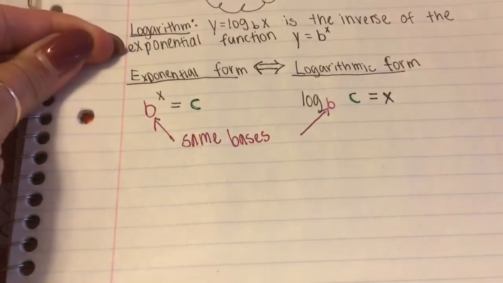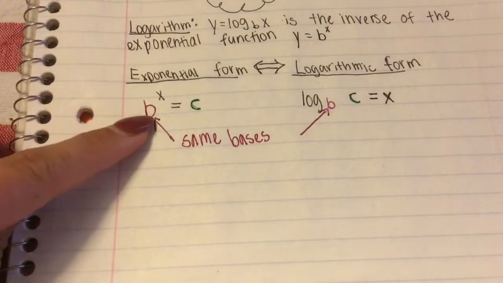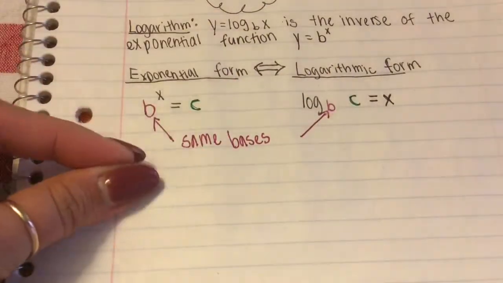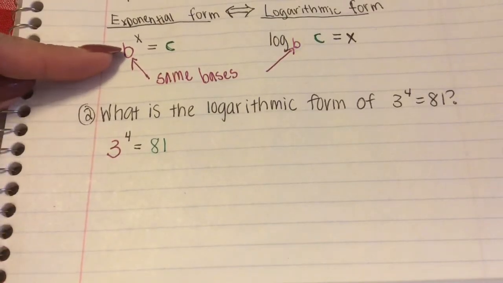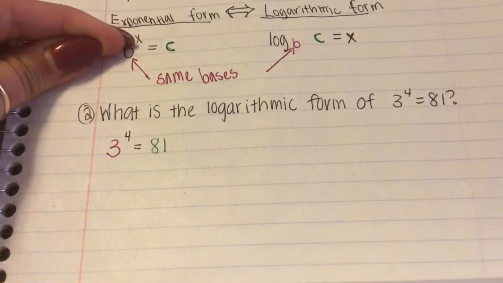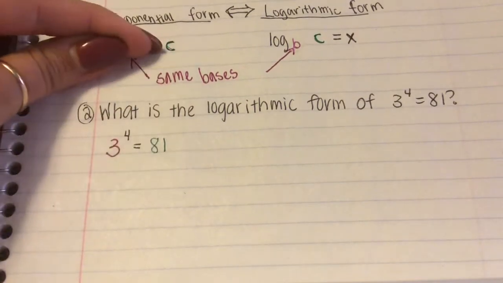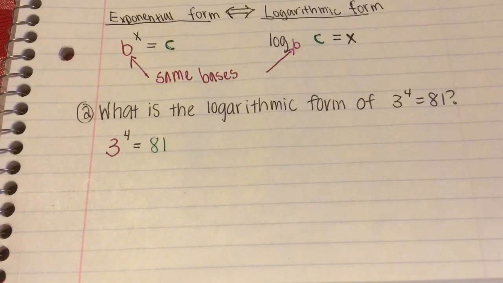Here's from exponential form to logarithmic form. Notice how these b's, these bases, are exactly the same. Notice how I wrote the 3 in pink, just like I did the b up here. I wrote the 4 in black, just like I did the x up here. And I wrote the 81 in green, just like I did the c up here. I'm going to go in one big circle.